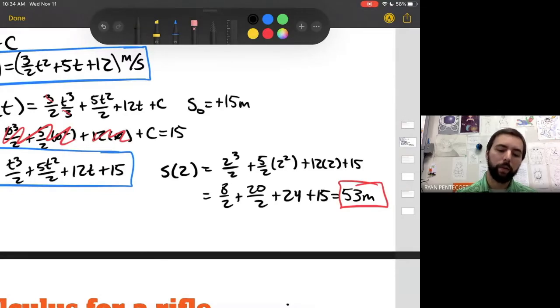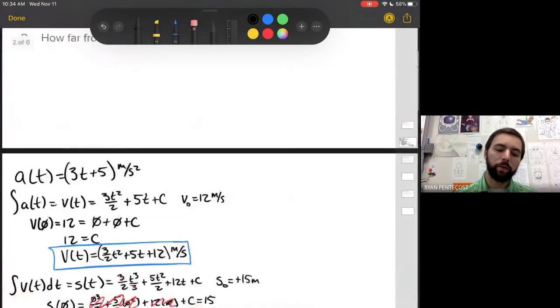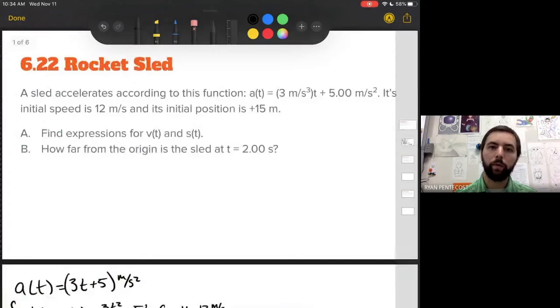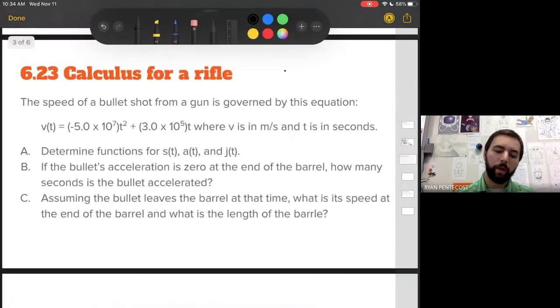Good, so that is how we can use integrals to solve a physics problem when it gives us the function like that. Next, now we have the calculus for a rifle. So the speed of a bullet shot from a gun is governed by this equation. V of t equals -5 times 10 to the 7th t squared plus 3 times 10 to the 5th t, where v is in meters per second and t is in seconds.